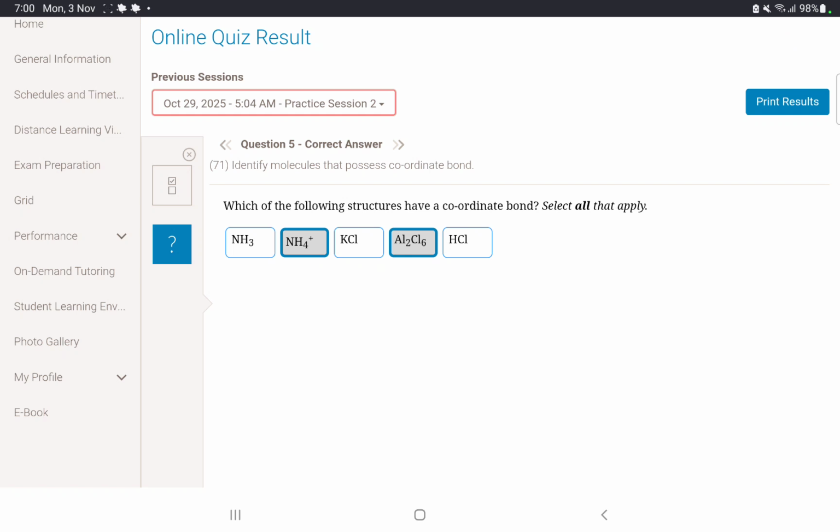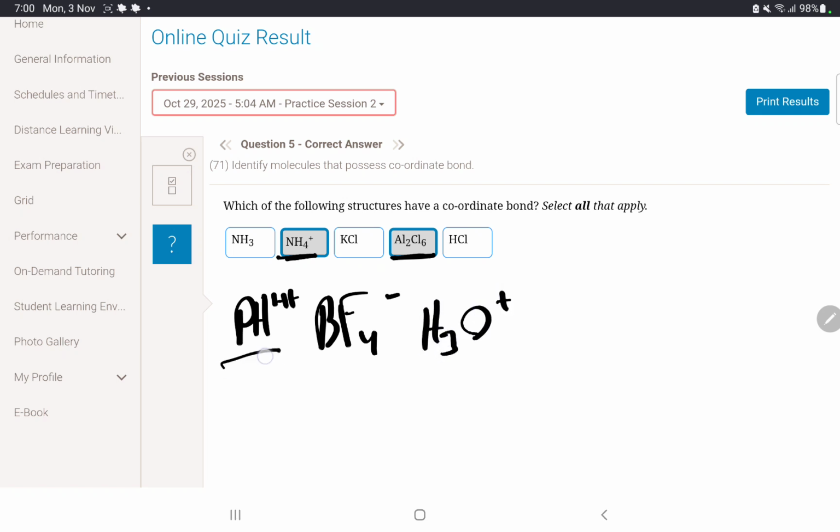Okay, so I found them. So it's PH4 plus, NH4 plus, BF4 minus, Al2Cl6, and H3O plus. These are the most common ones, okay? These 5 are the most common ones. If you know these, you should be good for tomorrow in the periodic.